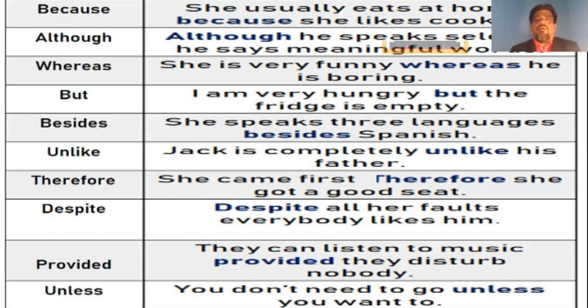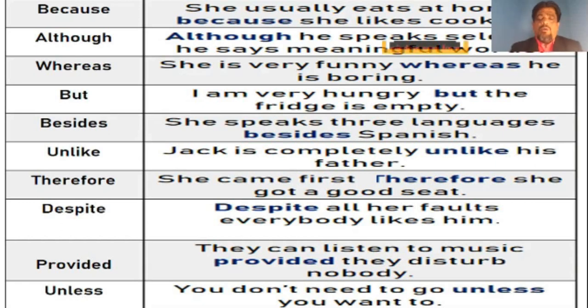Another conjunction is although. Another conjunction is whereas. And we could use so many such conjunctions, like provided. They can listen to music, provided they disturb nobody. We could have two sentences: they can listen to music, and they should not disturb anybody. And we could bring these two sentences together as a single sentence by using the word provided. They can listen to music provided they disturb nobody. Very simple.